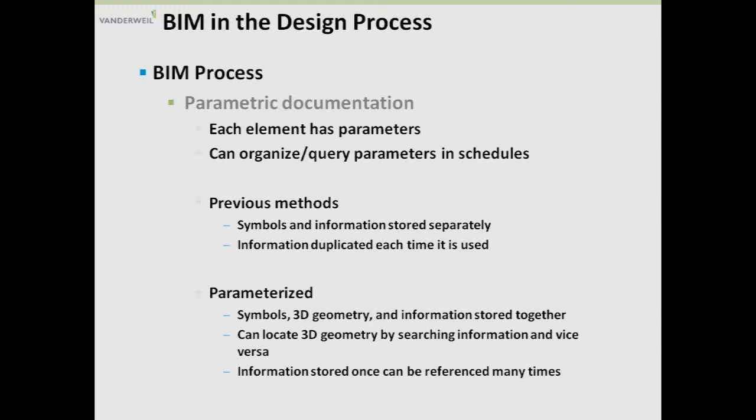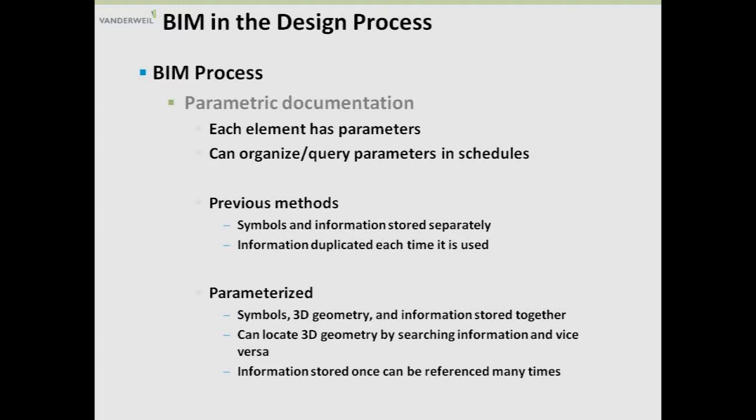So previously, you've got this CAD workflow where you had symbols and you had information, and they were stored separately. So we'll take a light fixture, for example. I'm an electrical engineer, but the concepts apply to anyone. If you had a light fixture, you would put it on your drawing, then you might put a label on it to say what its name was, what type it was. You might have a keynote associated with it, all this information.